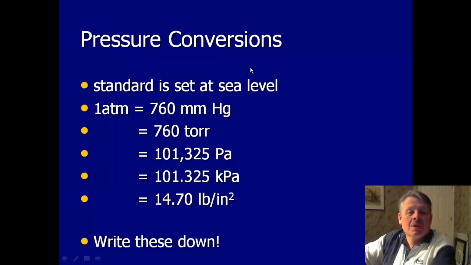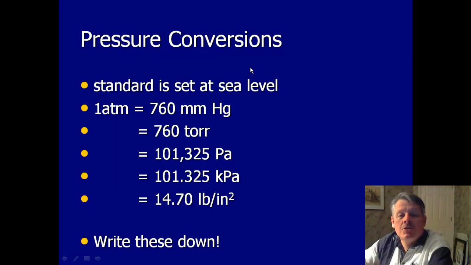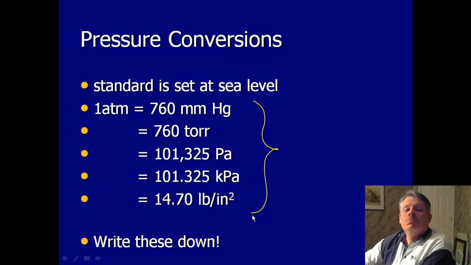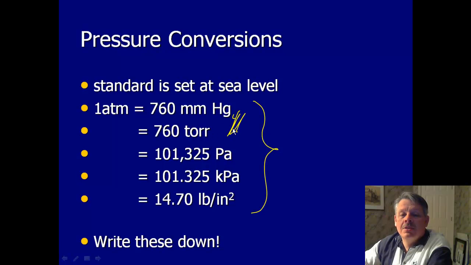All right, so we need to be able to do pressure conversions. And the standard is set at sea level. You need to stop and write these down, so pause the video and write it down. These are the ones that we expect you to know. 1 atmosphere is 760 millimeters of mercury. Millimeters of mercury and torr are exactly the same thing, so that number is the same.